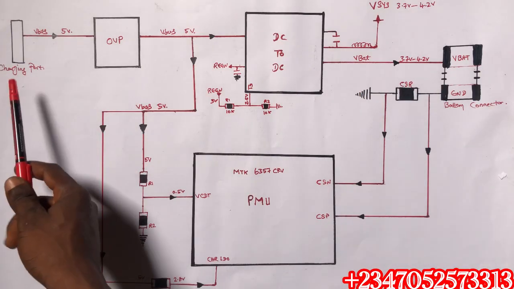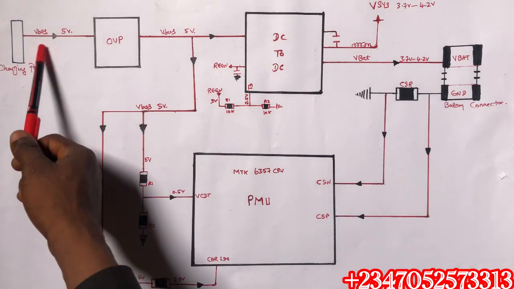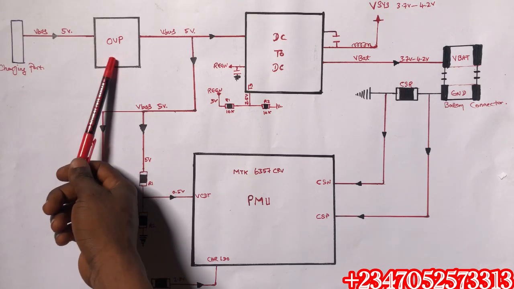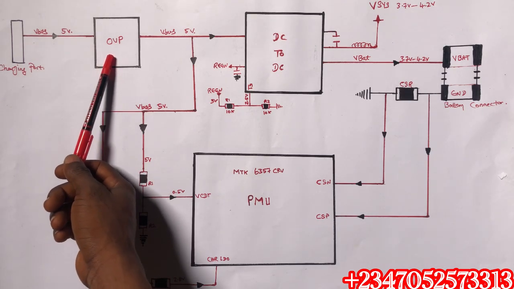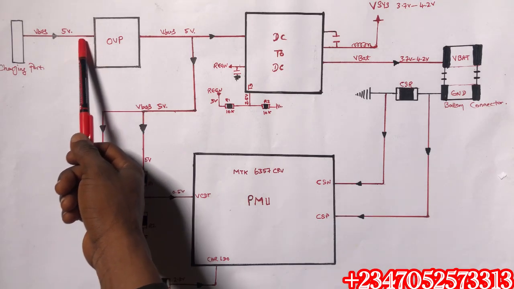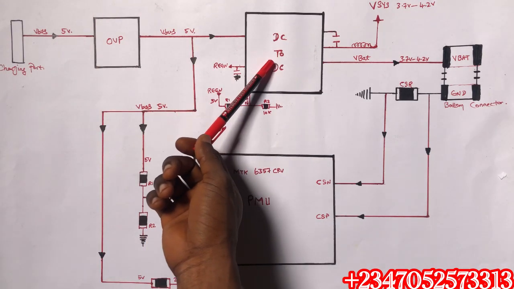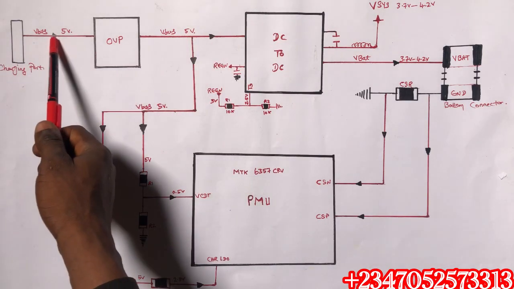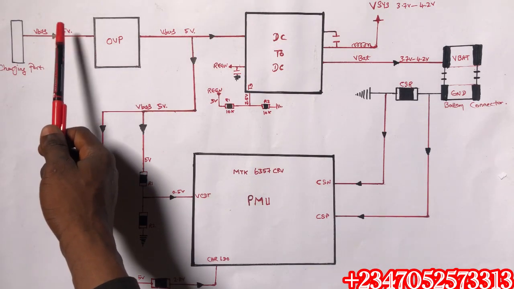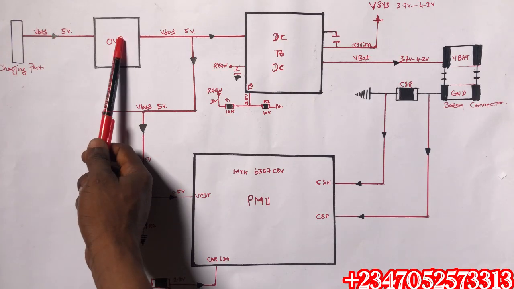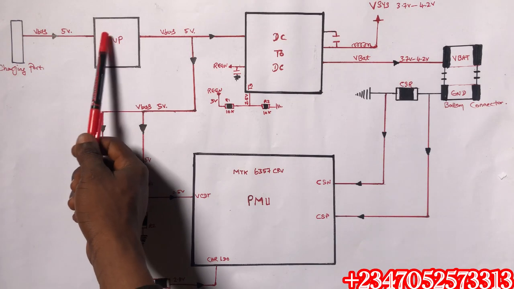Alright, so these are our charging ports. We all know that our charging ports give out 5 volts into our OVP. This IC is our OVP IC, responsible for protecting against excessive voltage crossing to our charging IC, because the charging IC should carry 5 volts. So if 7 volts or more than 5 volts travels from this VBUS, this OVP will block it. It won't allow it to pass.